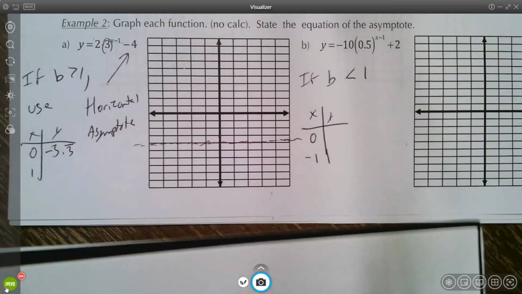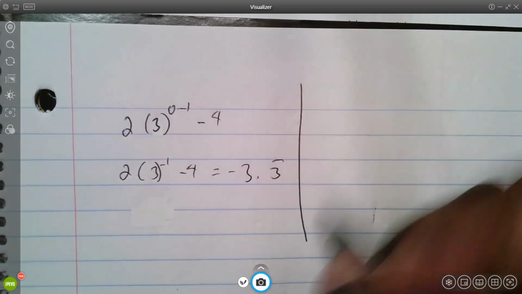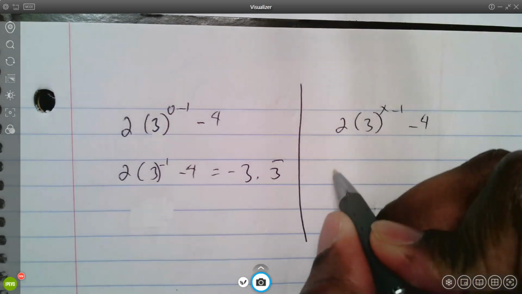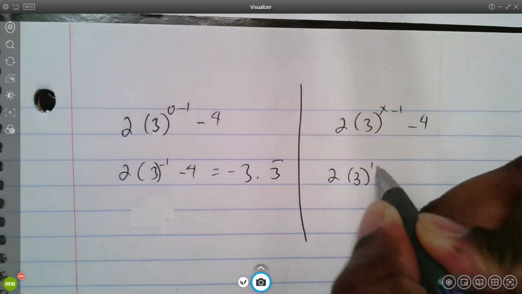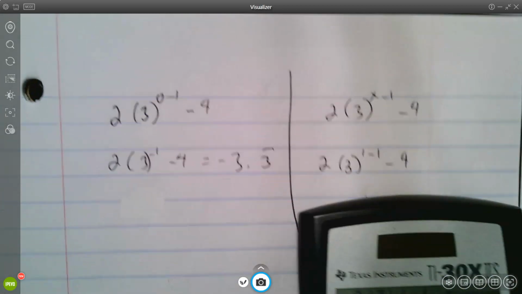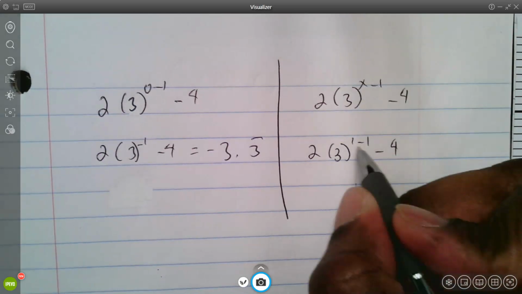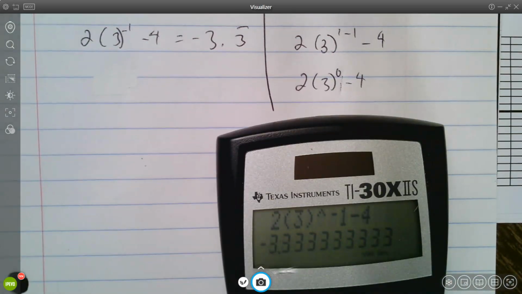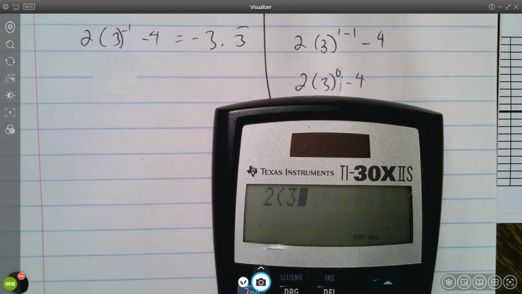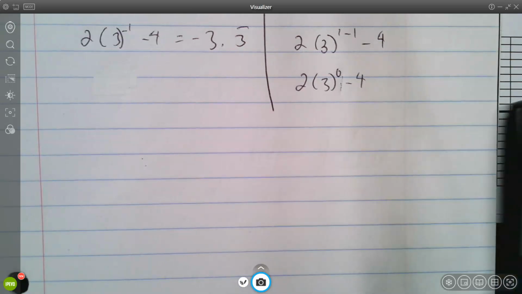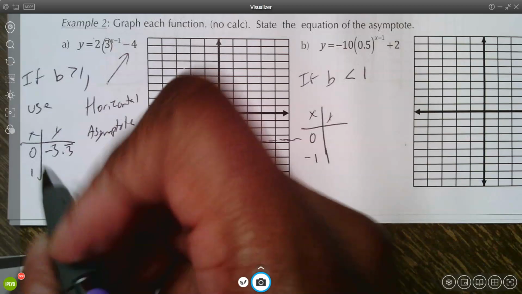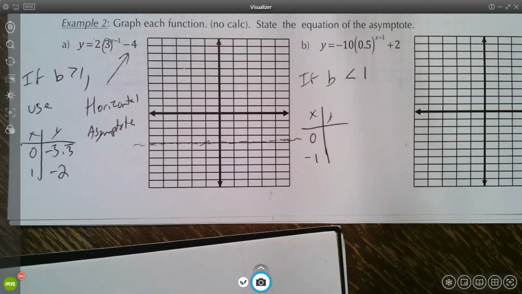Then I need to input 1. So taking that same equation, which was 2, then parentheses 3 raised to the x, take away 1, take away 4. I'll plug in 1 for x. I can plug that into my calculator. This is actually pretty easy. 1 take away 1 is 0. So 2, 3 to the 0, take away 4. So I'm plugging 2, parentheses 3, raised to the 0, take away 4, and gives you -2. So output's -2. Alright, so make note of that in my table. And my input was 1, my output was -2.